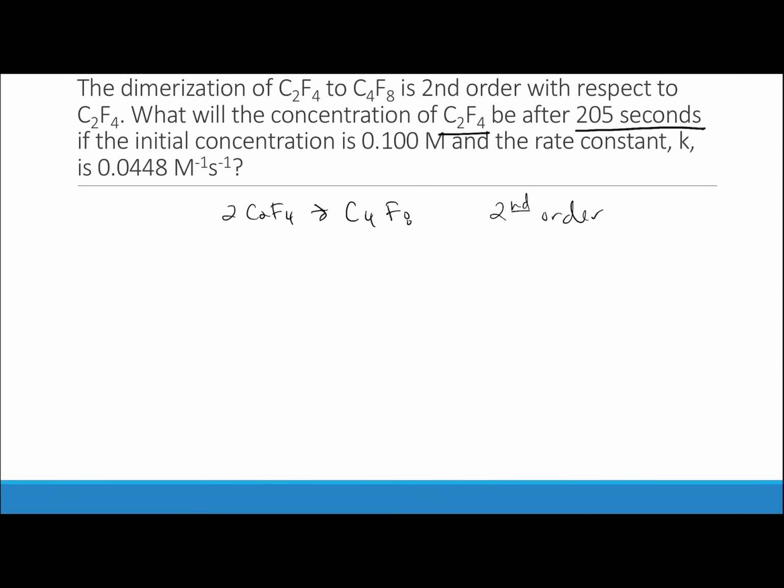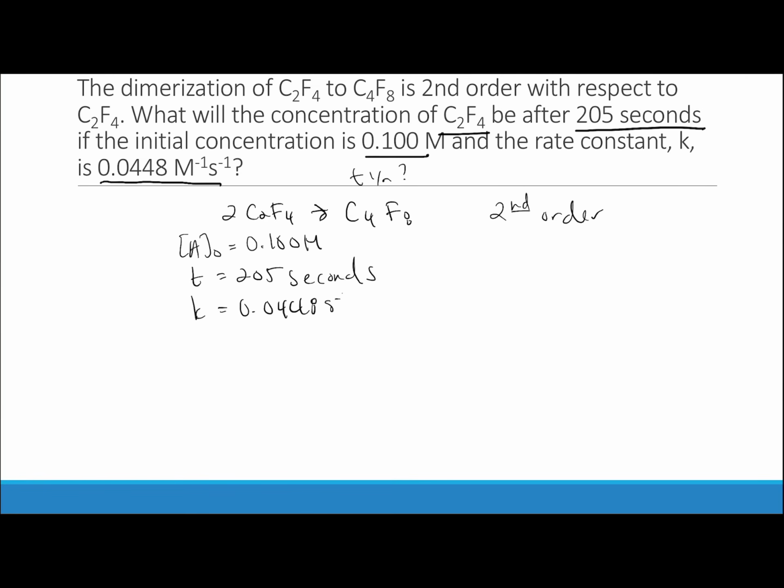Okay, so we've got A naught equal to 0.100 molar. Our time is 205 seconds. Our k is equal to 0.0448 seconds^-1 molarity^-1, which should make sense because it's a second order process, and that is the unit of k for a second order process. We are looking for a change in concentration, so we're talking about our integrated rate law. 1 over A_t is equal to kt plus 1 over A naught.